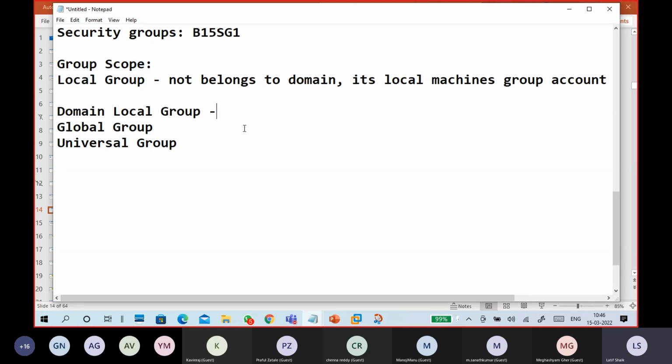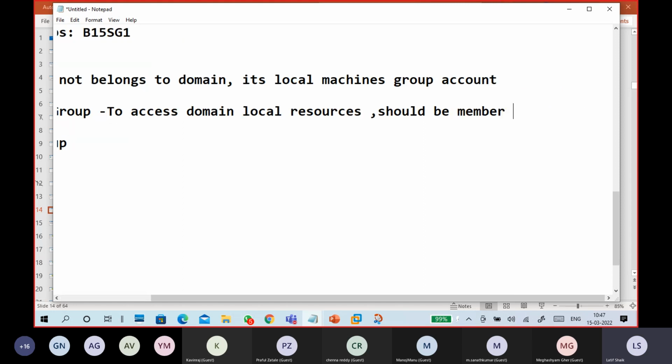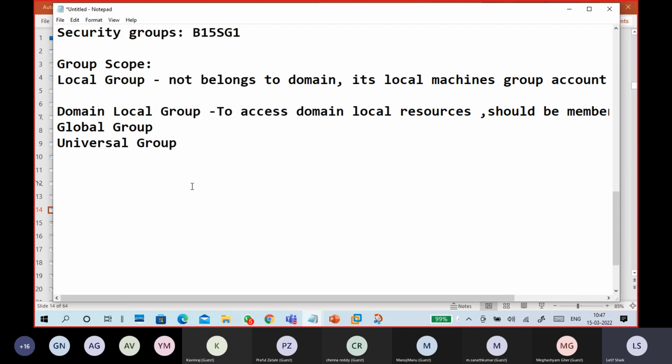Domain local group is a very important group to access domain local resources. Should be a member of a group. Okay, it is something I've written. I know you don't get it, so look here.